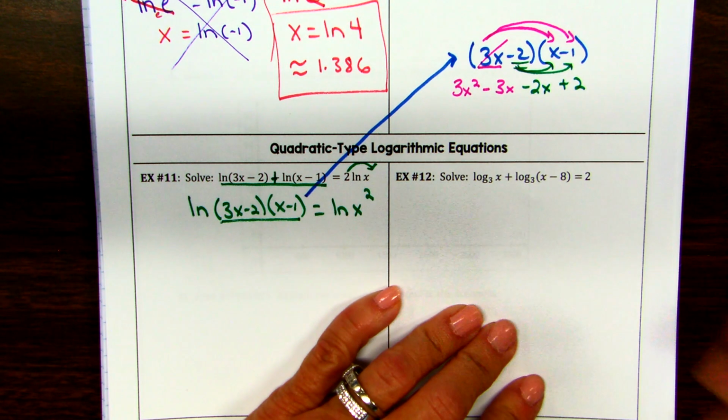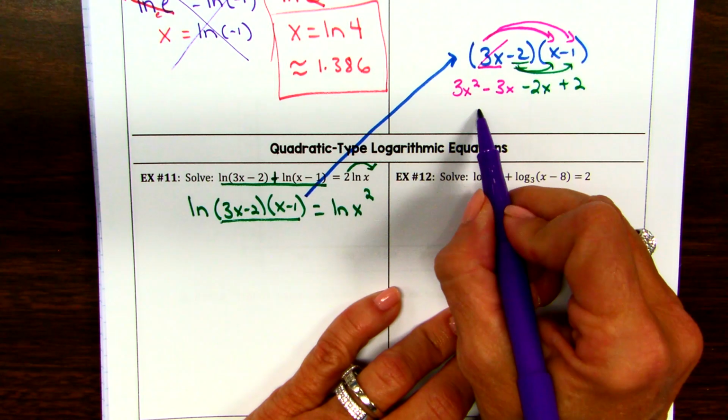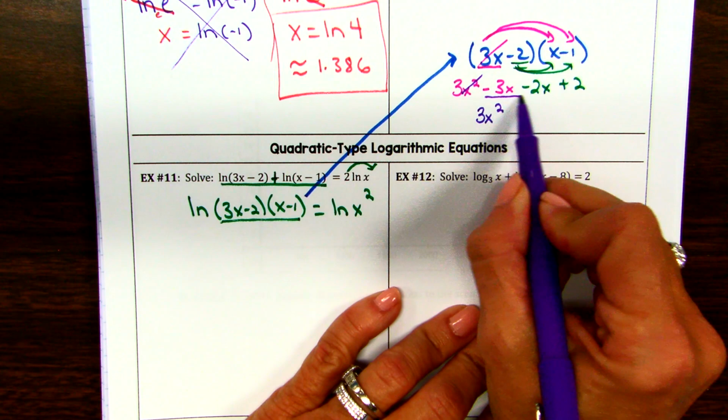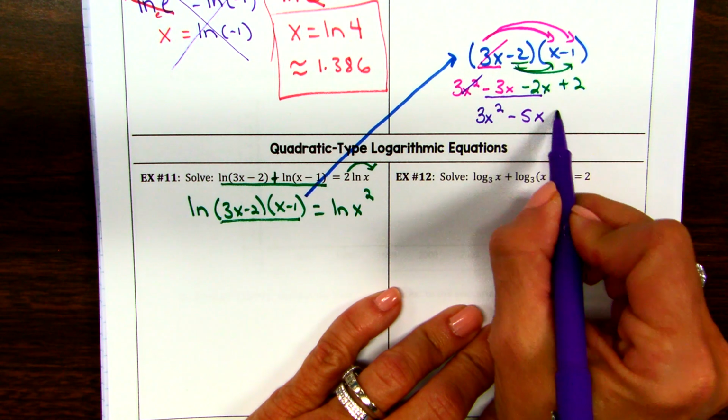And then you always write your answer in standard form. Remember what standard form means. Exponents in descending order and combining any like terms if you have them.